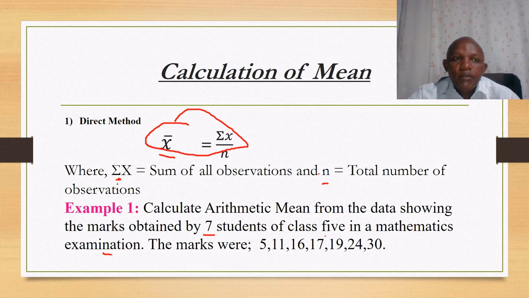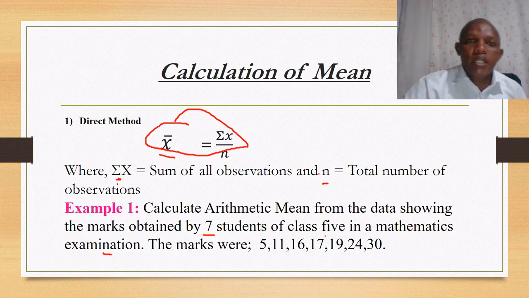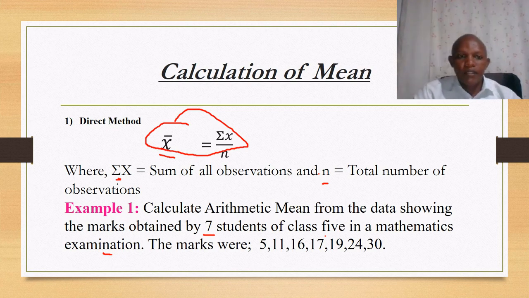And so we can calculate the arithmetic mean using several ways. The first one is what we call the direct method, and our x bar, or arithmetic mean, will be the sum of the values of x divided by n, which is the number of observations. As we can see in our definition here, this is sigma x, the summation of x, and n is the number of observations.